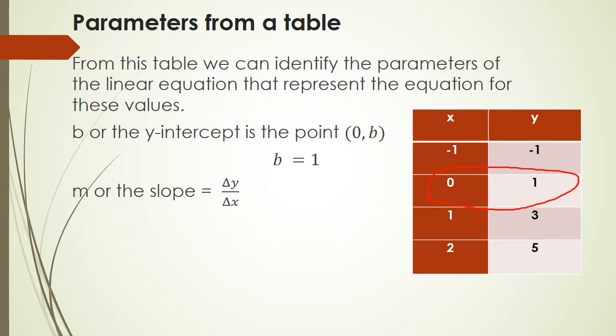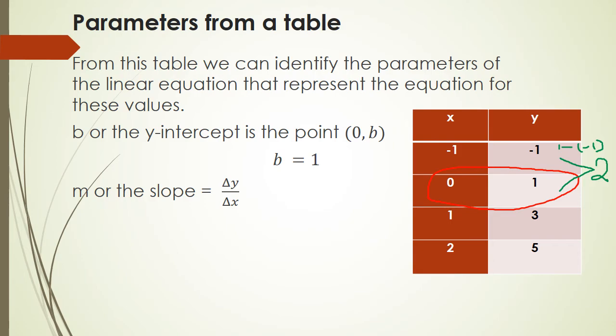Now we're going to find the slope. Again, we said that the slope is the difference in y over the difference in x. To find the difference in y, I'm going to choose any 2 points in the table. It doesn't matter which 2 points you choose. You'll find the difference in y and the difference in x for these 2 points. In this example, I'm going to use the first 2 points. The difference in y is, in this case, 1 minus negative 1, which is 2.